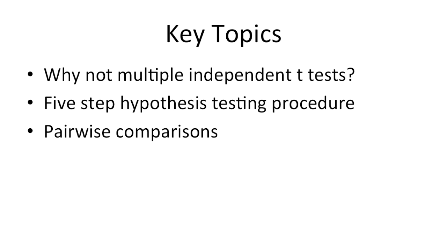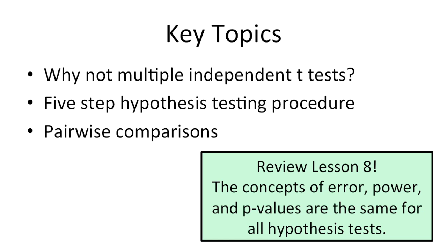And finally, pairwise comparisons. A one-way ANOVA is known as an omnibus test, so it only tells you if there's a difference overall. In order to know which pairs are different from one another, you need to conduct pairwise comparisons tests. In this course, we're going to be using Tukey. I strongly suggest that you also go back and review lesson 8 this week. The concepts of error, power, and p-values are the same for all hypothesis tests, and those concepts, specifically type 1 and type 2 error, statistical power, and the meaning of p-values, are going to come up in each of the remaining lessons this semester.